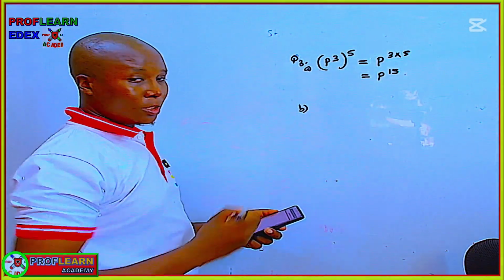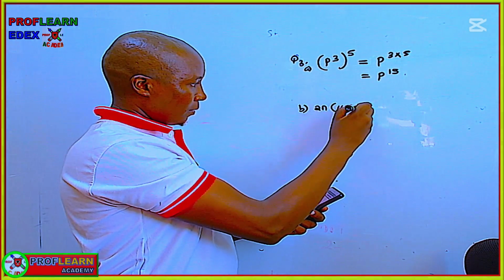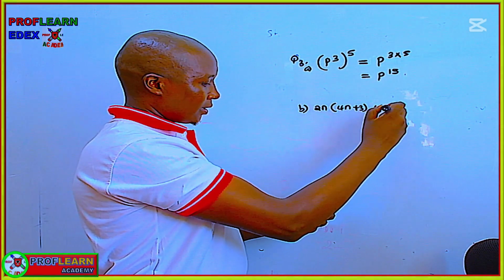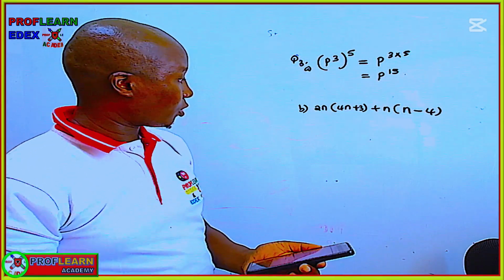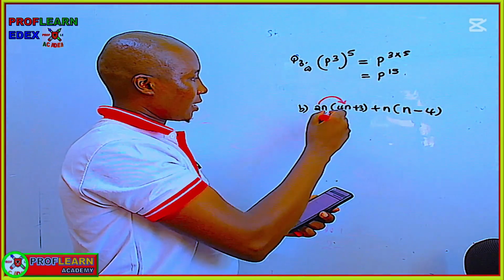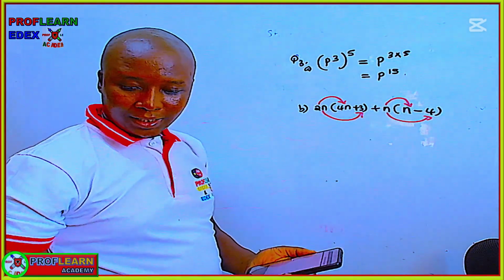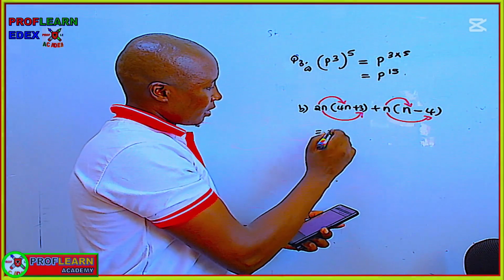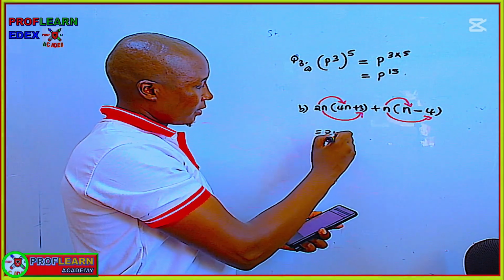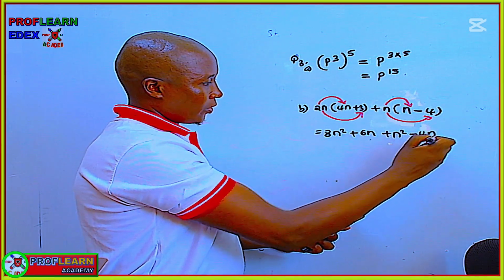The next question was to expand the bracket. This was part A. Part B, you were supposed to expand the bracket, and this was 2n into 4n plus 3, and then you have plus n into n minus 4. Then you are supposed to open the brackets here so that you can pull the like terms together. So you multiply this and this, you multiply this and this, you multiply this and this one, you multiply this and this. So once you have done that, this becomes, if you multiply here, 8n squared plus 6n plus n squared minus 4n.